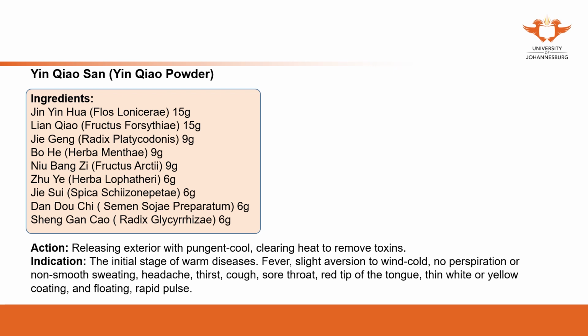So in this situation, you can just imagine this is the patient. The sweat wants to come out, but it stops somewhere. It doesn't come out much or well. That's why we say non-smooth sweating. Headache, thirsty, cough, sore throat. The tongue has a red tip, with thin white or thin yellow coating, and a floating rapid pulse.